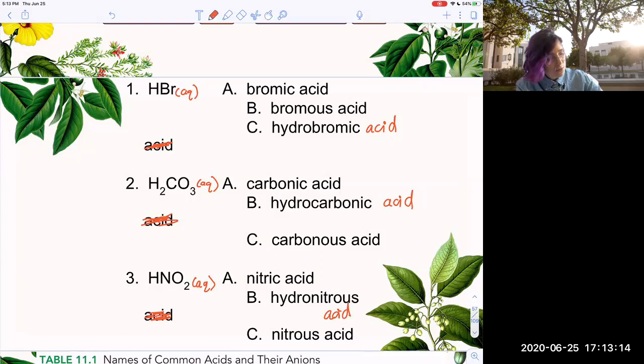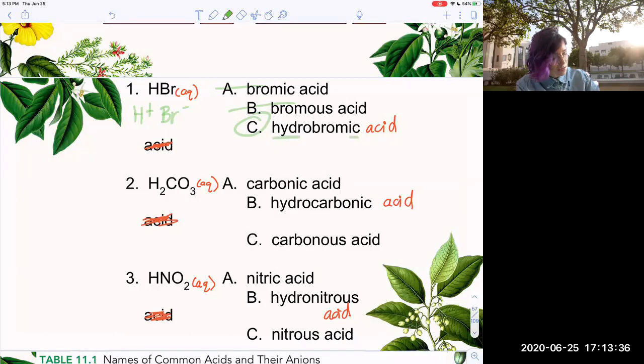Okay, so for number 1, this is no O, so it does have hydro, so you can immediately get rid of the rest. It must be this, hydrobromic acid. So let's think about it. It's H plus, and it's Br minus. What is Br minus called? Bromide. So it's going to be hydro, because it doesn't have O, ick, bromic acid. Hydro always goes with ick.